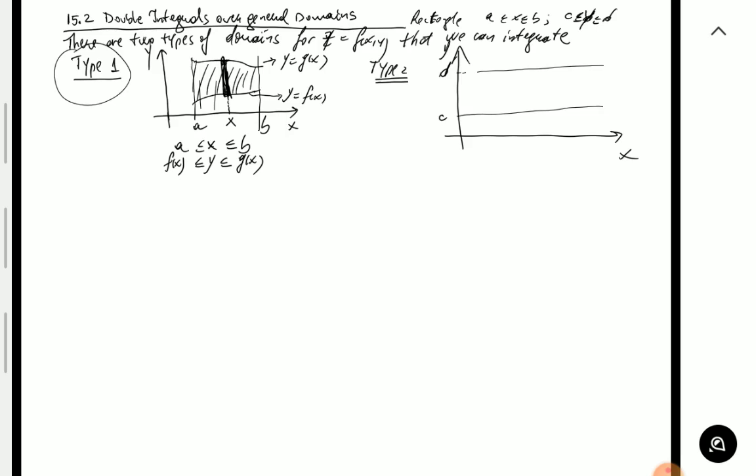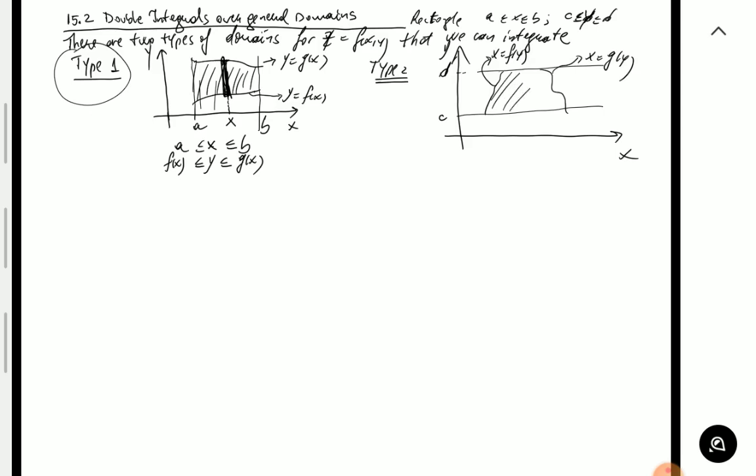And the left and right bound for x can be given as functions of y. So this one, for example, is, let's say, x equals f of y. And the other one is, let's say, x equals g of y.